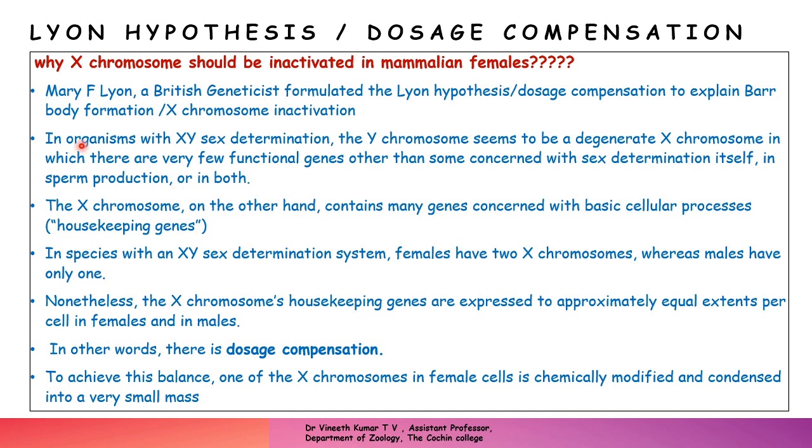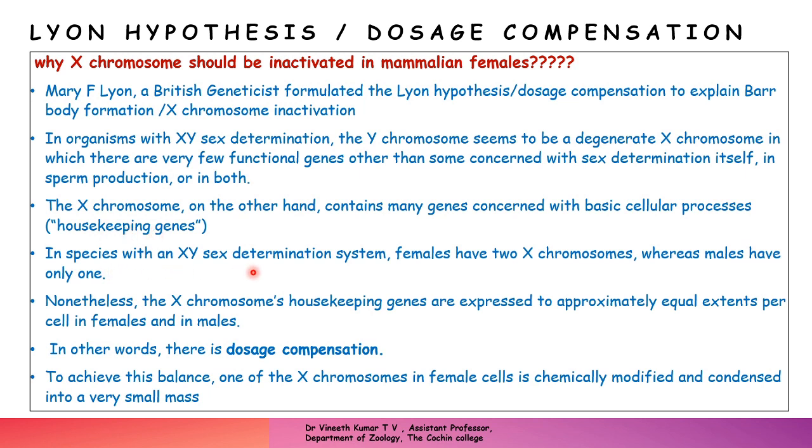In organisms with XY sex determination, the Y chromosome is a degenerate one, and it has very few functional genes other than those concerned with sex determination itself, in sperm production or both. The X chromosome, on the other hand, contains many genes concerned with basic cellular processes, which are called housekeeping genes, which are always active.